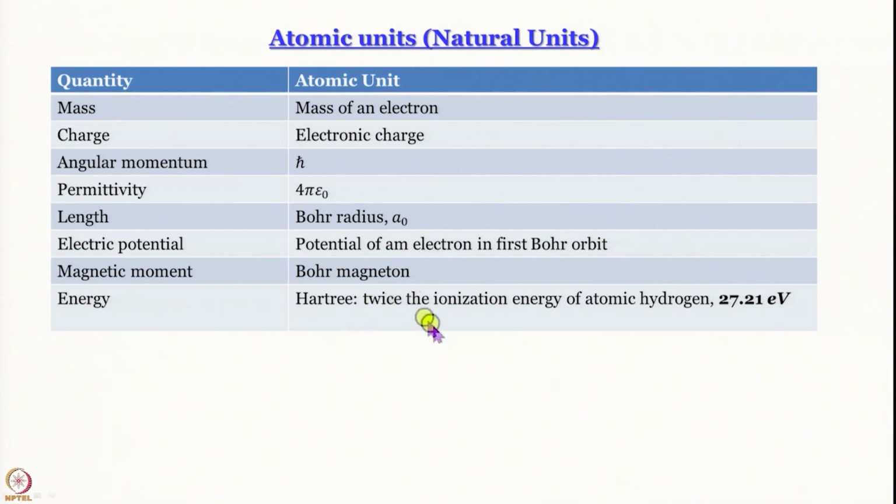So, one Hartree is twice the ionization energy of atomic hydrogen, and if you remember, the ionization energy of atomic hydrogen is 13.6, actually 13.605. So, twice that is 27.21 electron volt. So, 1 Hartree is 27.21 electron volt. That is a large number for atomic systems, a significant number.